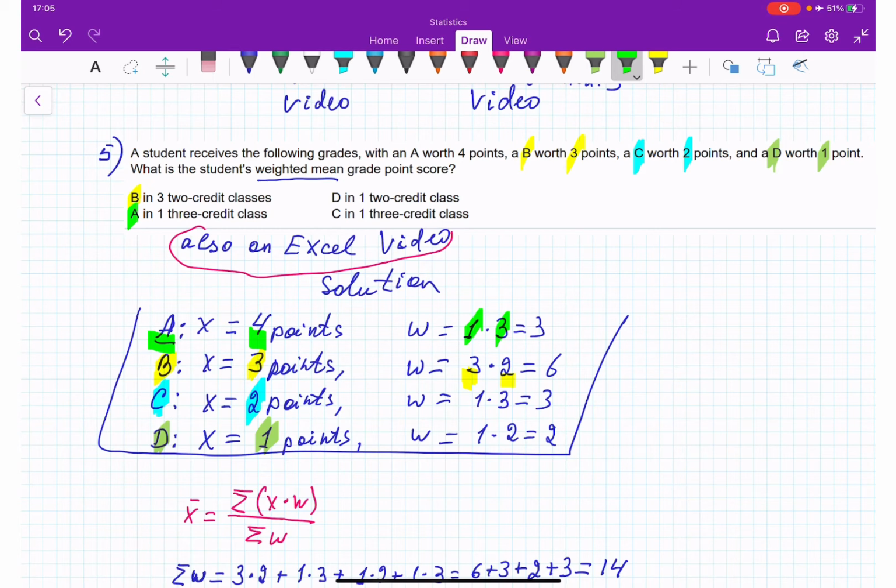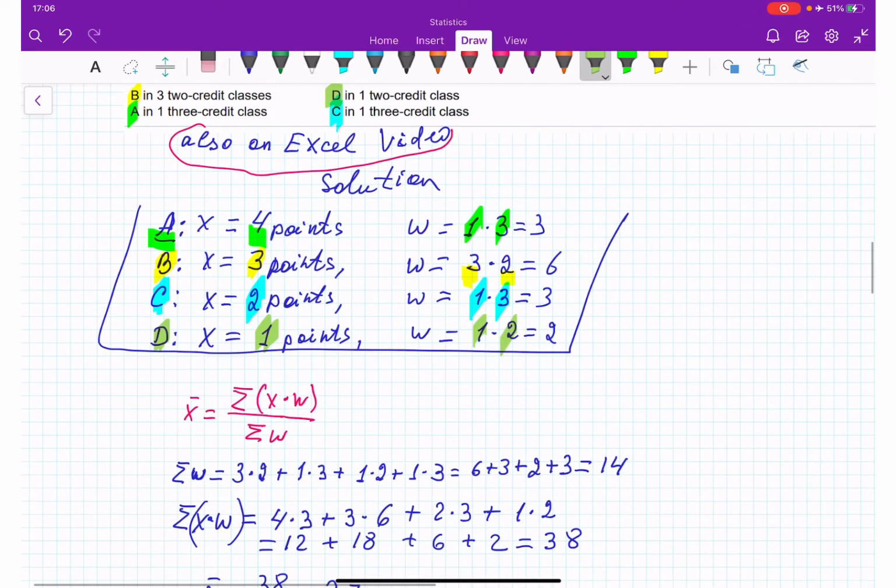Next, C is in one 3-credit hour class. Here is C, 1 times 3 credit hours. And D is in one 2-credit hour class, 1 times 2 credit hours. Those are all W's.